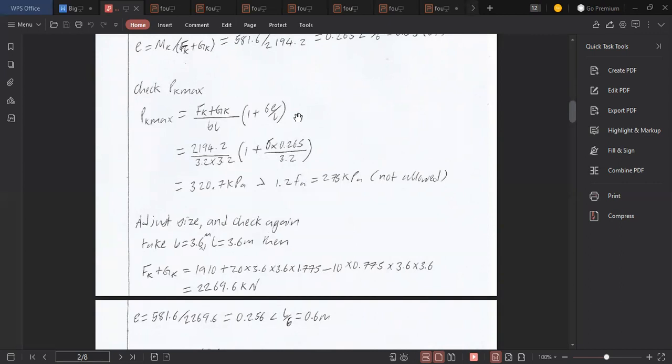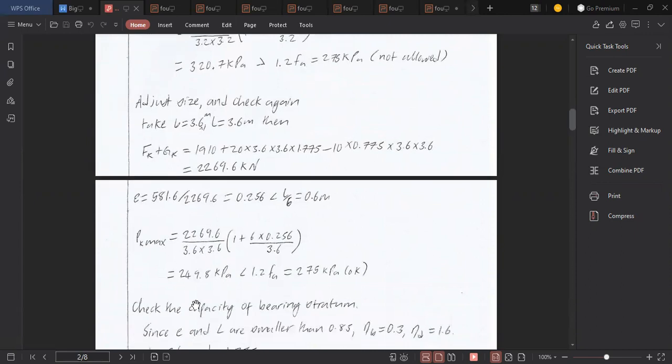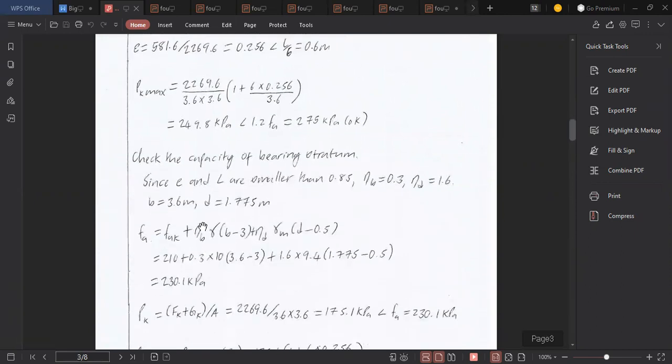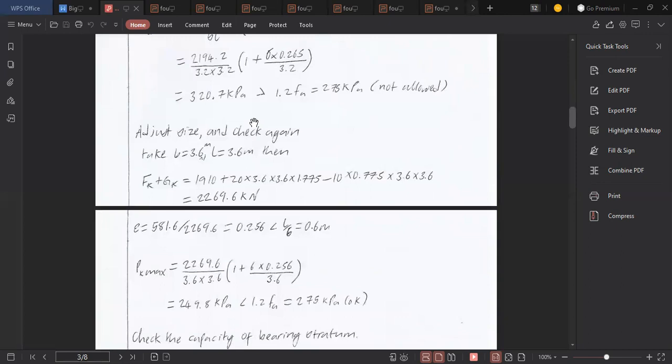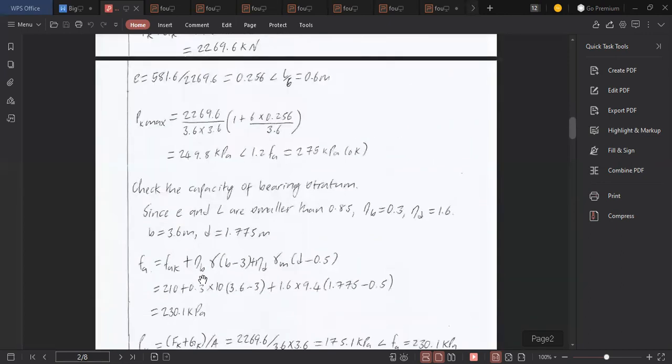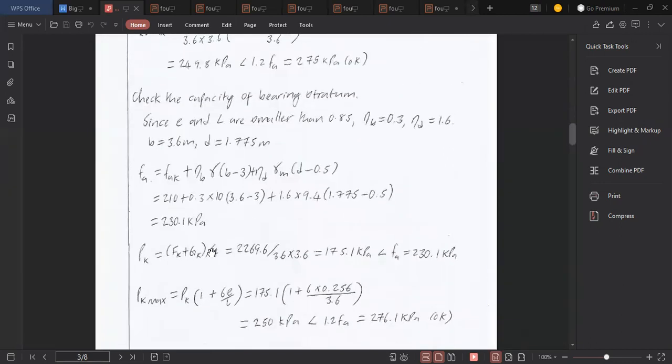So just change your dimensions, and when you change your dimensions, you change them, check again for eccentricity, check PK max, and then go back and also check bearing capacity, because we've changed the dimension. This is the one we've chosen. So we go back and check if the bearing capacity is still okay. Put this new value.